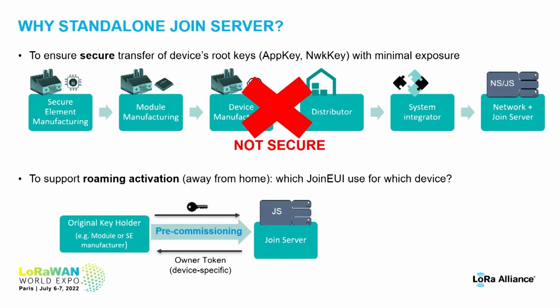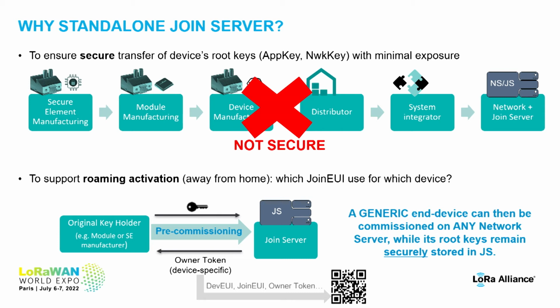We need a secure, simple, and scalable way to have the original key holder pre-commission the root keys of the device in a standalone join server, where those keys are securely stored, and then in return the key holder gets an owner token to be handed to the final device owner, probably printed as a QR code on a sticker on the device. At this stage, the device becomes generic, meaning it has not been personalized for a given network server, and yet it can be commissioned on any network server, while the root keys of the device remain securely stored by the original key holder.